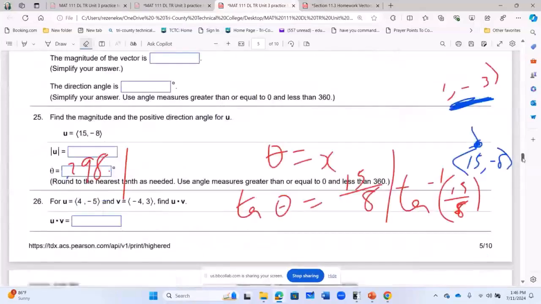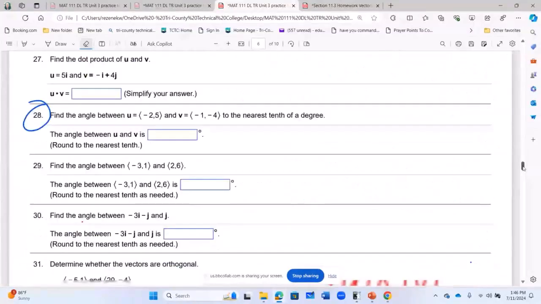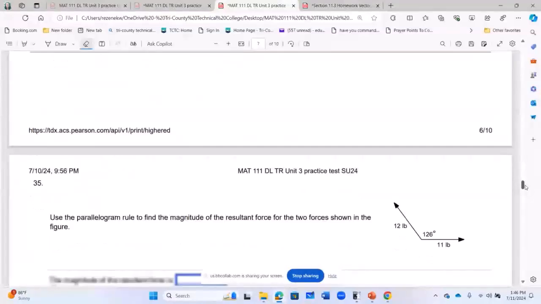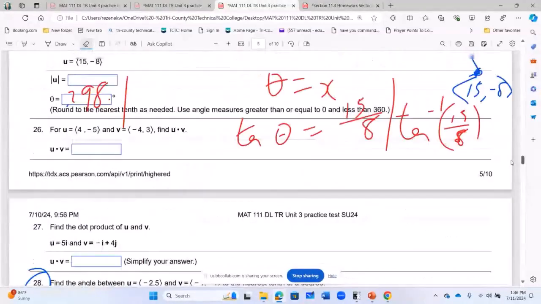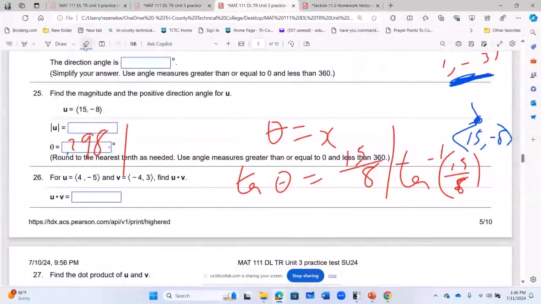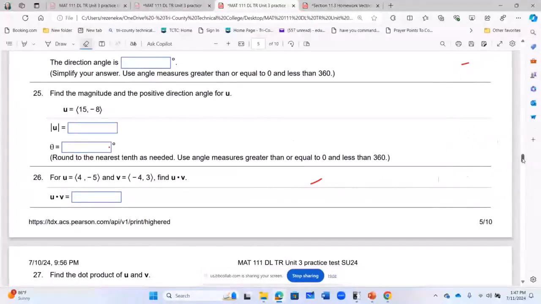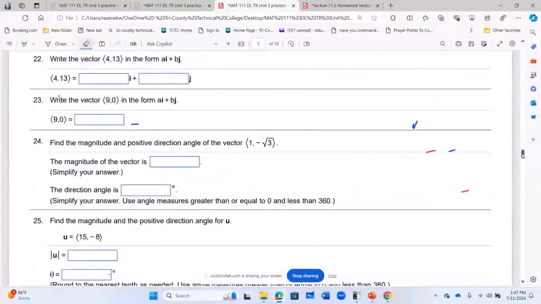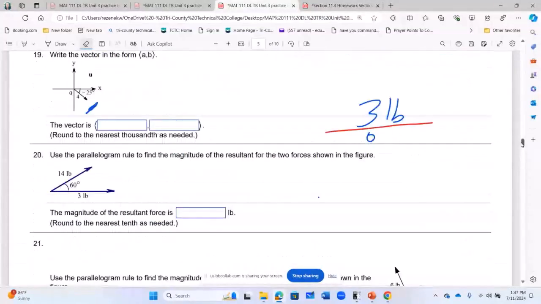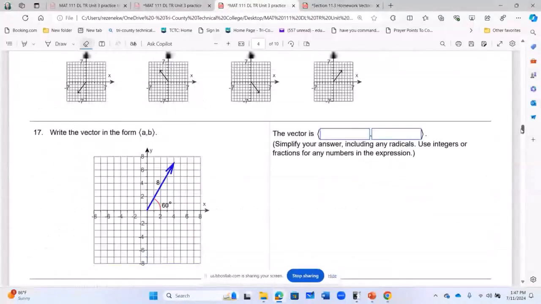Heron's formula. I hope it's in this, but it's already in the test though. So Heron's formula is in the test. If it's not here, I'll find it somewhere else. All right, so we are looking for the area of a triangle using Heron's formula.